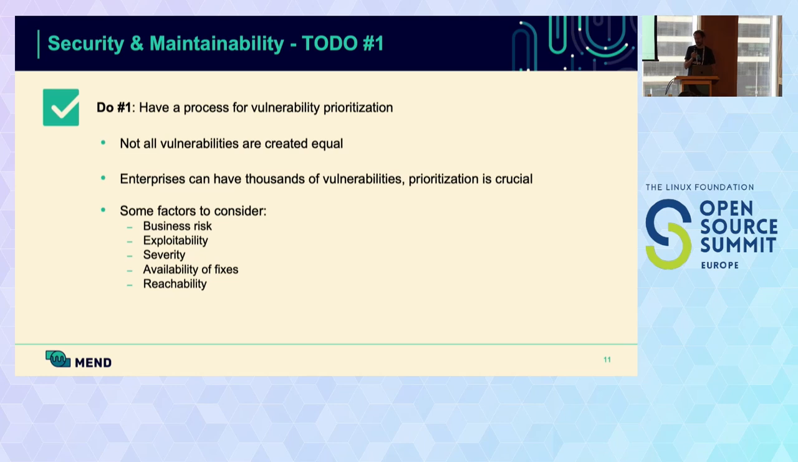So number one we put here, highest priority in security and maintainability, is a process for vulnerability prioritization. The reality is not all vulnerabilities are created equal. And the other reality that people don't like to admit easily enough is that pretty much everybody has vulnerabilities. Even enterprises using the leading software and vendor tools in this area will have dozens, hundreds, or thousands of open vulnerabilities. Now, hopefully they're not critical or high, but even in that case, hope is not a strategy. So the reality is that there are a lot of vulnerabilities and you do need the ability to prioritize.